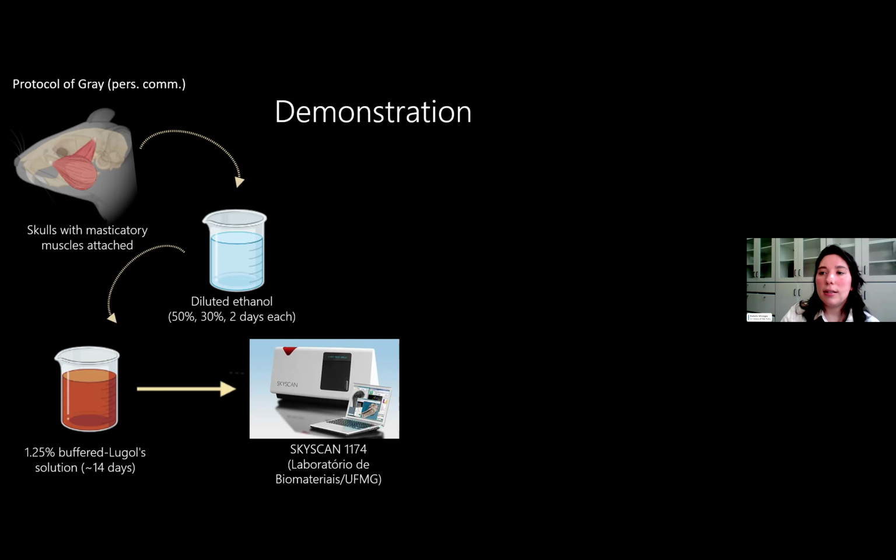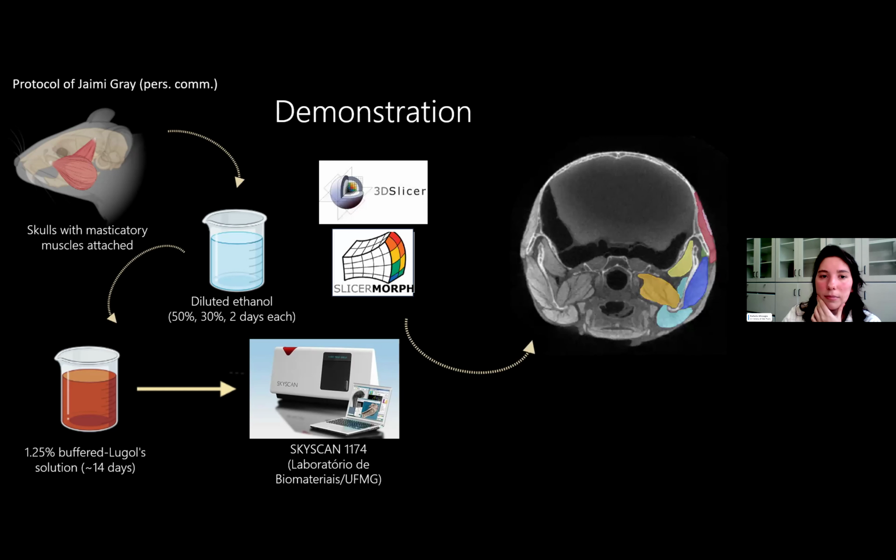And then they were scanned in a SkyScan 1174 at the University of Minas Gerais. And then after scanning, we have, as I showed before, the slices or X-rays, as we may put, that together make the 3D model. And here you have an example of a slice, and we can identify the different muscle masses on each slice, as I'm going to show on the software. Okay.